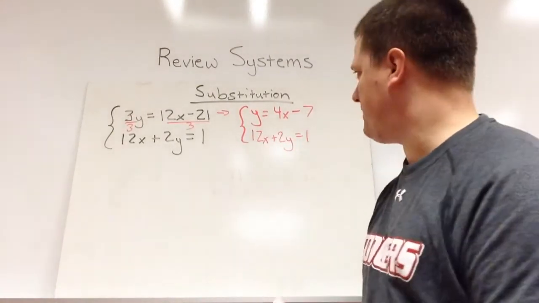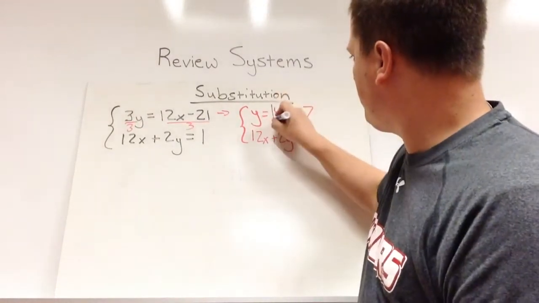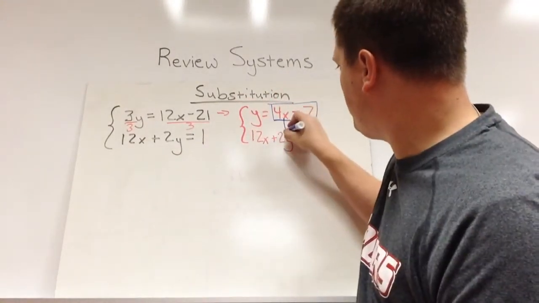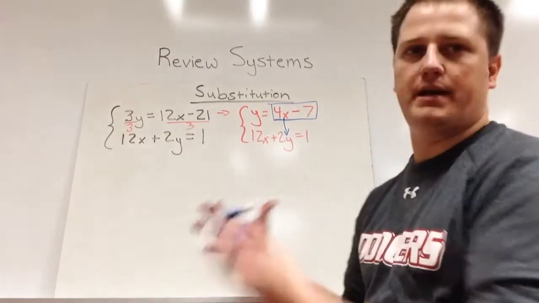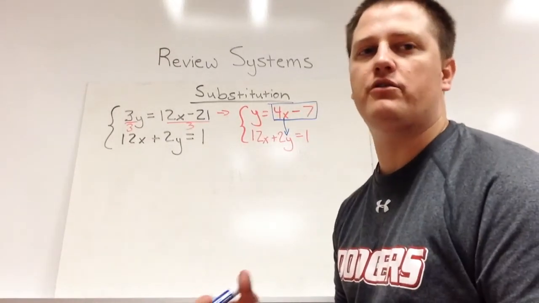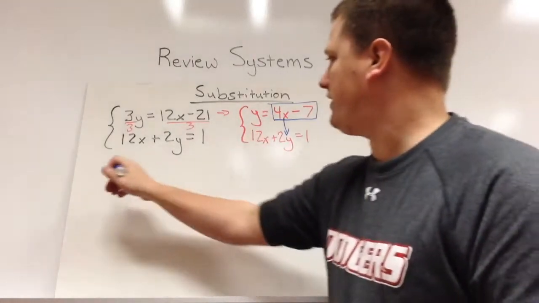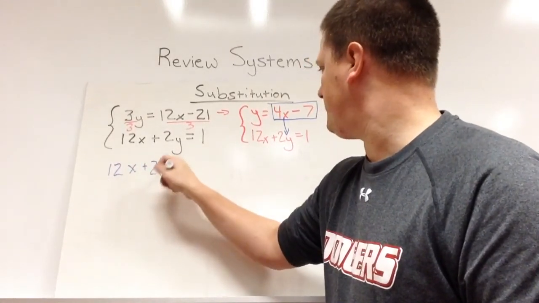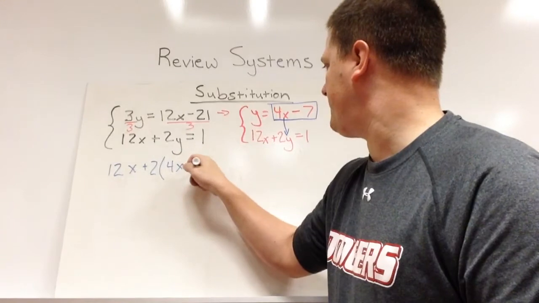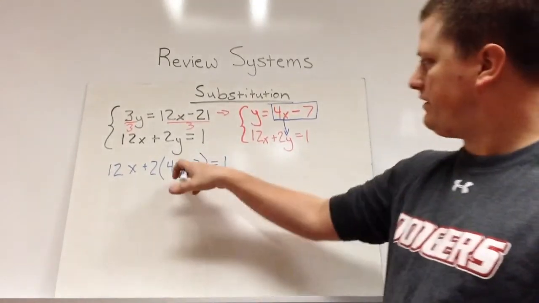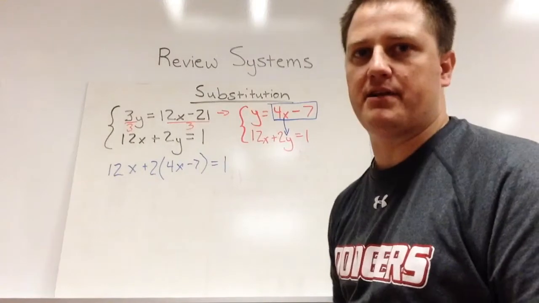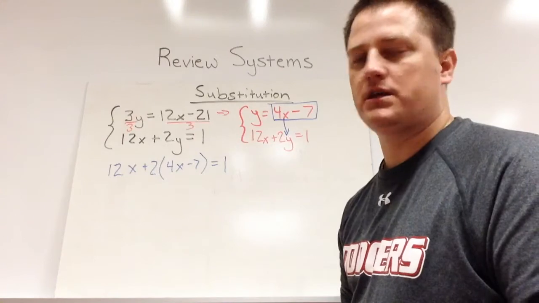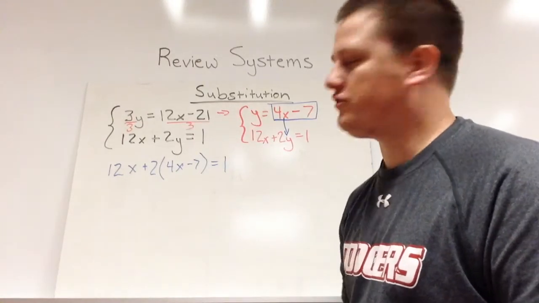Okay, now the substitution method basically says I can take this, because it's the same as y, and put it in for y. So I can put it right in there. Now when I put it in, I've got to put parentheses around it just in case I need to distribute or anything like that. So what we'll create is 12x plus 2 parentheses 4x minus 7 equals 1. Notice y has been taken out, 4x minus 7 has been put in its place. This isn't the only way that substitution works, but it's one of the ways, so just a quick review.